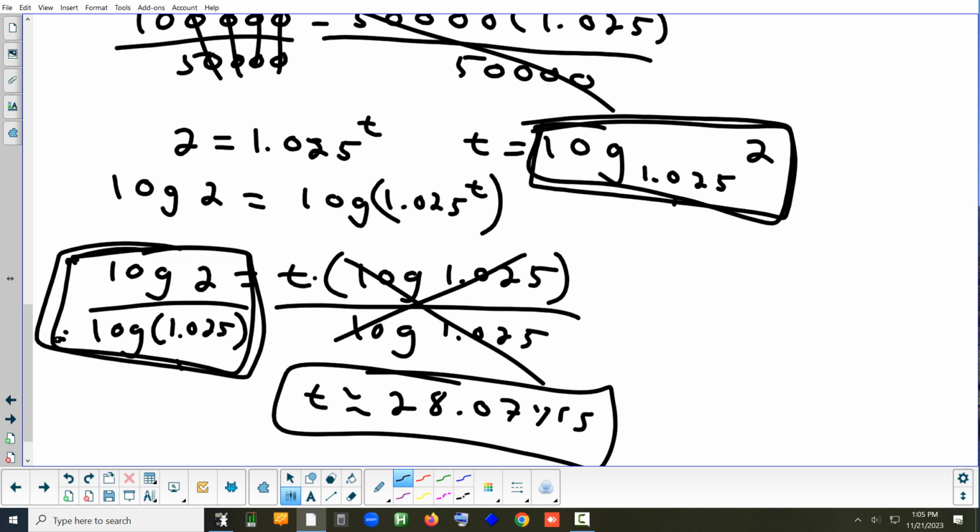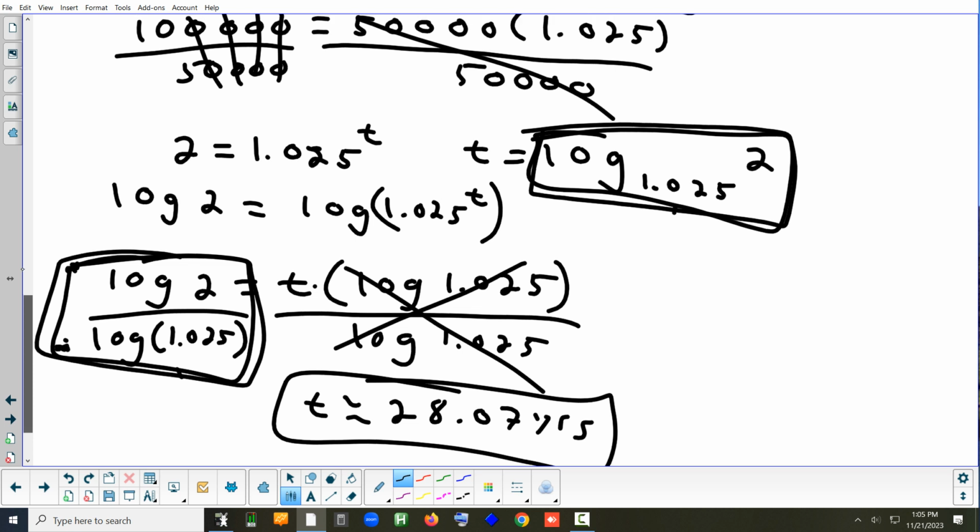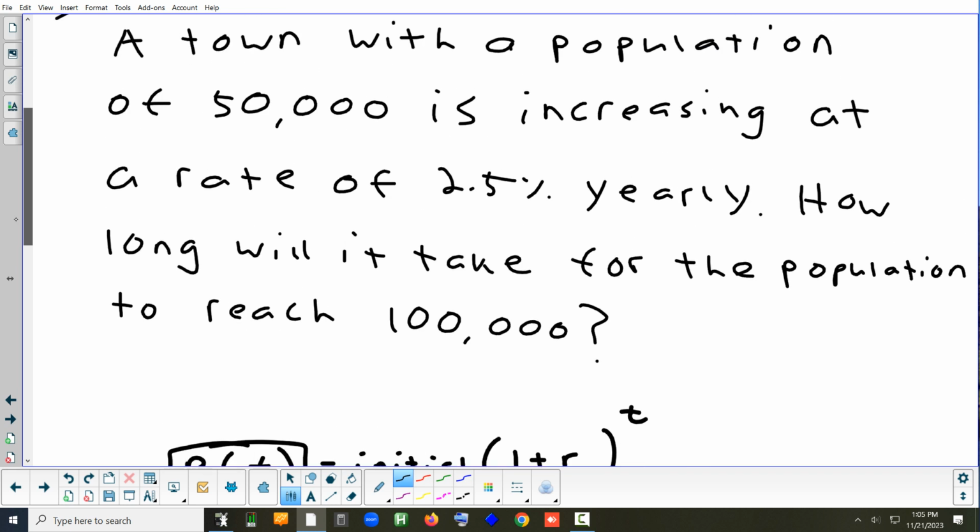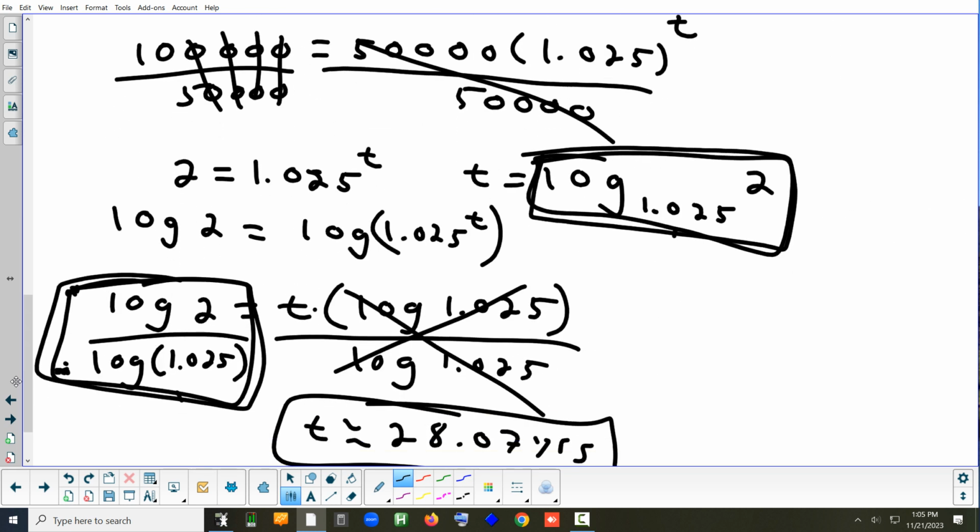Okay, we'll talk more about that in 5.5. That's the first thing we do. It's called the change of base formula. That's exactly what I'm going to show you in that section. Okay, so any question on solving a population problem algebraically?